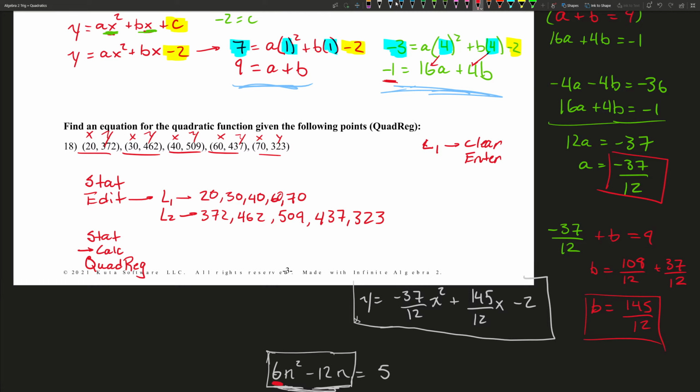Once you're highlighting calculate, you hit enter, and then it should give you A is negative 0.2592, and then we'll just stop there. B is equal to 22.38, and C is equal to 26.79.